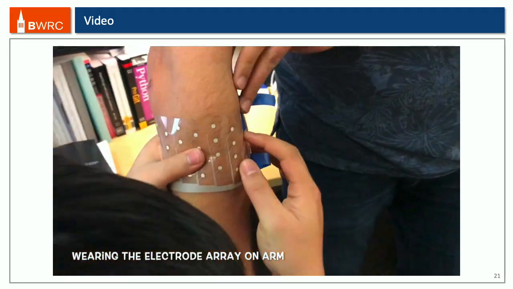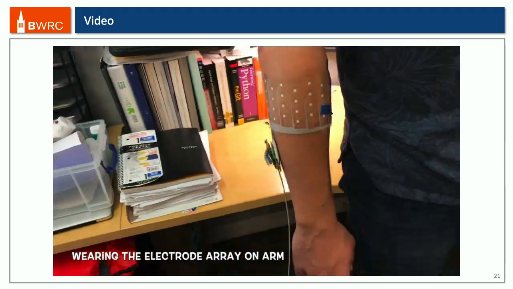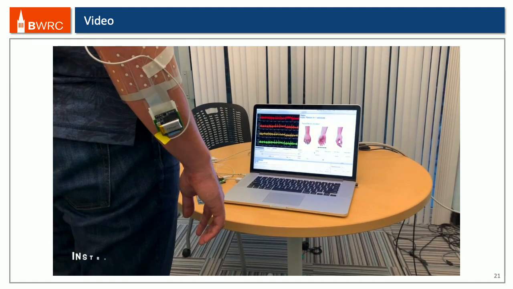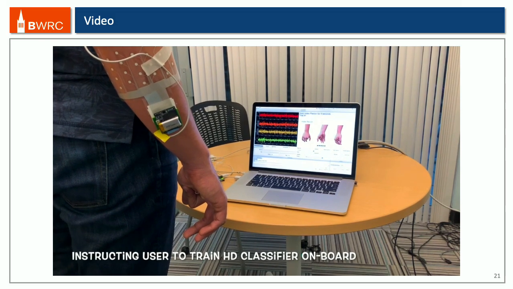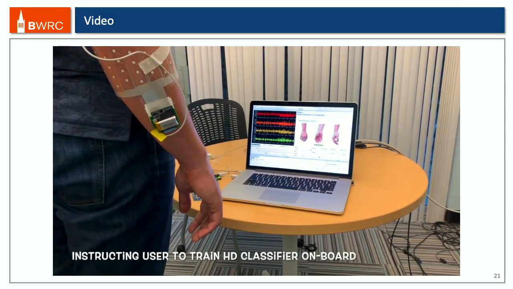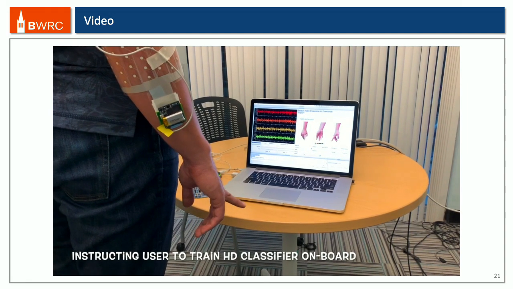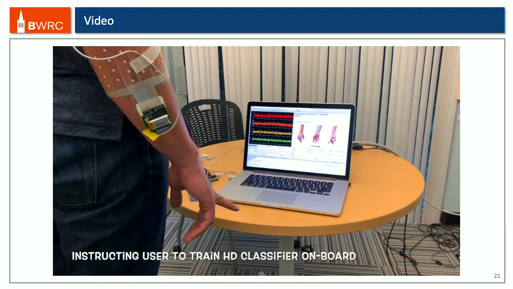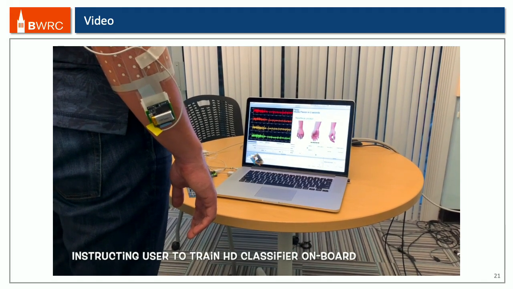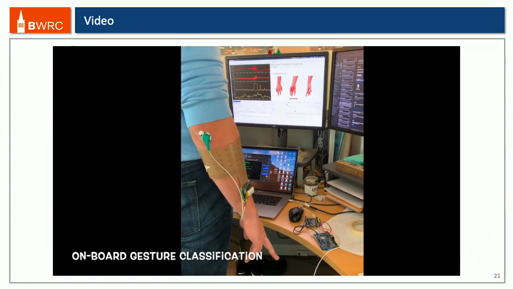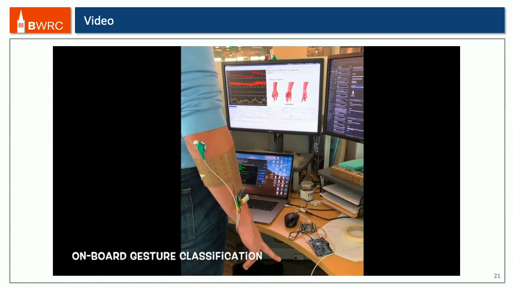Then we wrap the electrode array around the arm. And then we ask the user to do a sequence of gestures. We only require to do each gesture once for training, which is one of the advantages of our learning algorithm, with very minimum amount of data. And then we can do online and onboard classification of the gestures with very low power and low latency.